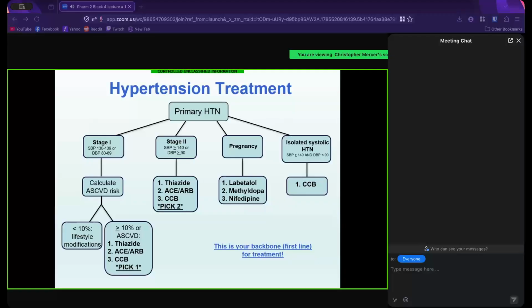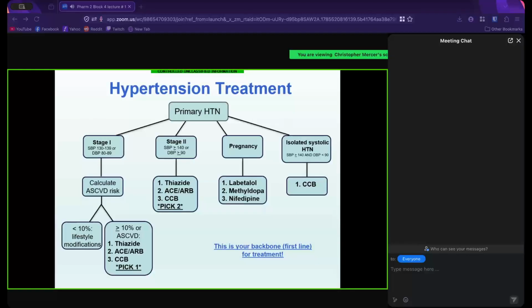So the key here is, on the far left, stage 1 ASCVD risk. These are the 2017 guidelines. Less than 10%, lifestyle modifications. Greater than 10%, 3 different drug classes, star, underline, bold, pick one. It's stage 1, pick 1. Stage 2, pick 2, unless there's special populations or special circumstances, and we'll talk about what those may be. When you can use those, we'll call them backbone first-line medications, and when you can't, we'll give you the exceptions.